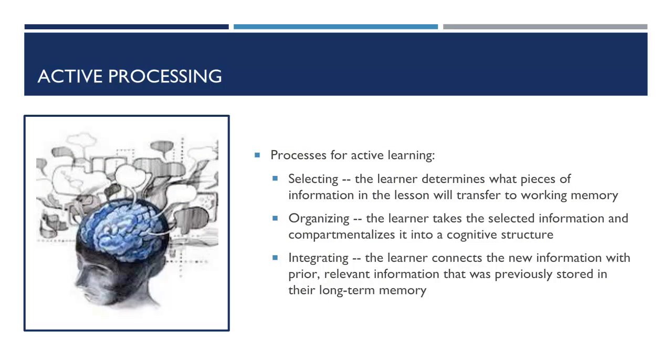Mayer believes that active processing occurs when the learner applies cognitive processes to incoming material, processes that are intended to help the learner make sense of the material. Three processes are required for active learning to occur. Selecting, when the learner determines what pieces of information in the lesson will transfer to working memory. Organizing, which is when the learner takes the selected information and compartmentalizes it into a cognitive structure. And integrating. That's when the learner connects the new information with prior relevant information that was previously stored in their long-term memory.